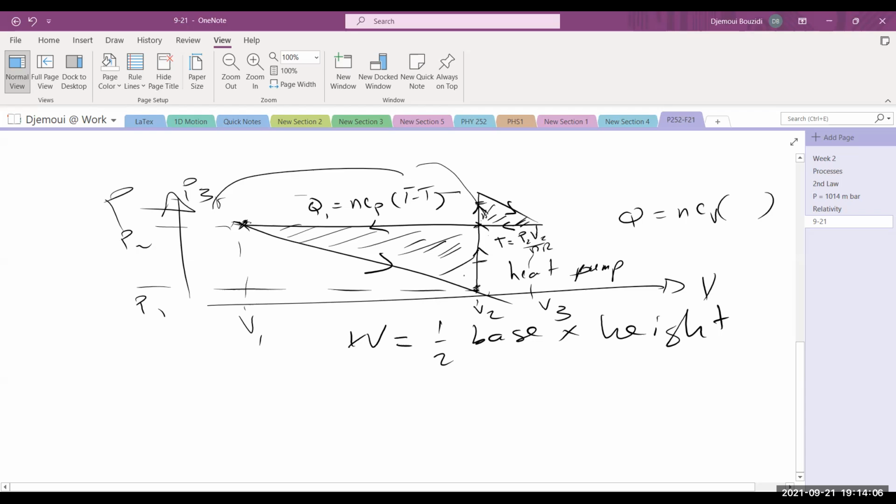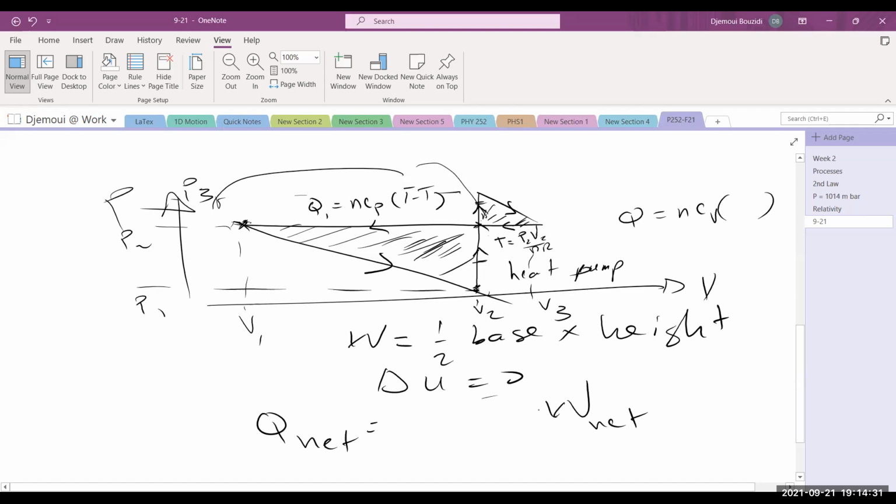So what should I do now? Oh, it's easy. Delta U is equal to 0 for the entire cycle. And I know what the W net is, which is this area, the 1/2 base times height. And I can also find what the Q net is. The Q net is just 0.